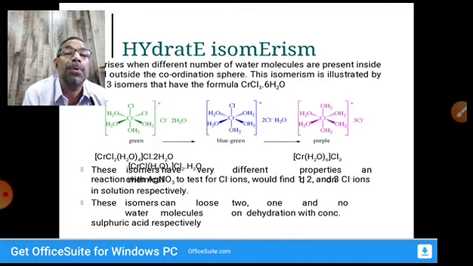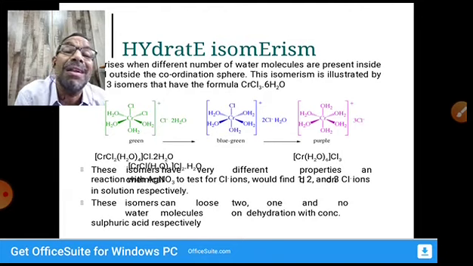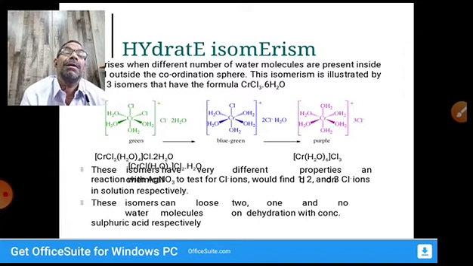So compounds having the same molecular formula, but the water molecules around the central metal atom or ion are changing. In the coordination sphere, water molecules are changing. That's why this type of isomerism is called hydrate isomerism. Those are called hydrate isomers. So due to the difference in water molecules around the central atom, properties are changing. You see one example.